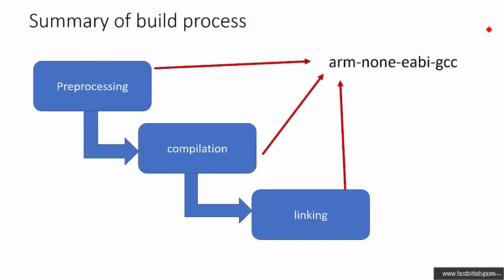In summary, first comes the pre-processing, followed by compilation, followed by linking. And all these steps will be carried out by using only one binary, that is ARM none EABI GCC. Only one command you have to run, which does all these steps. You need not explicitly invoke the assembler or linker. You can just use one command. In the next lecture, let's run this command to cross-compile our .c files. I'll see you in the next lecture.